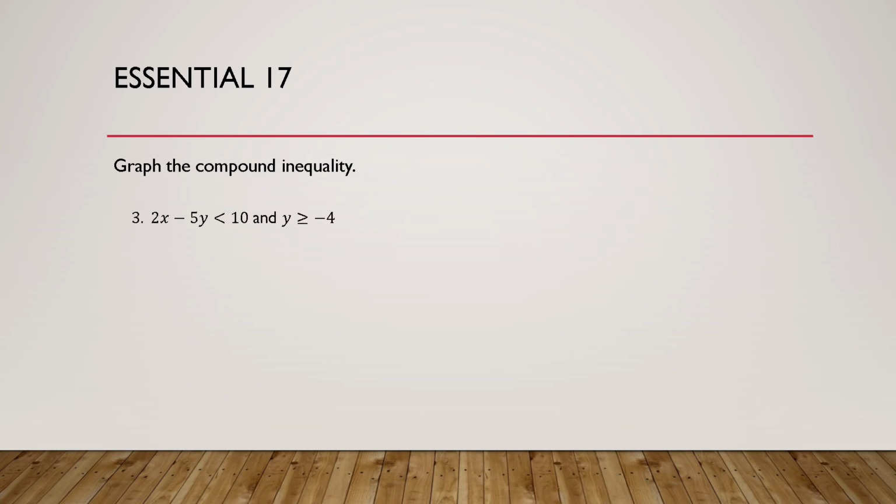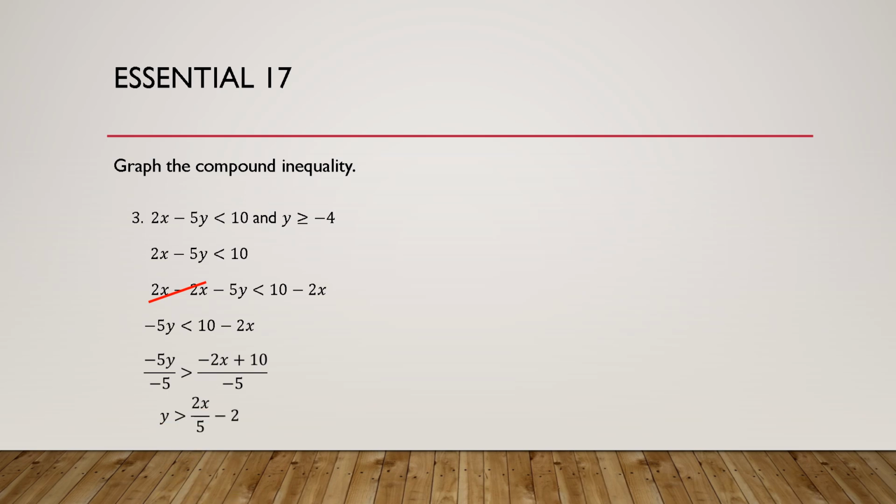Graph the inequalities 2x minus 5y is less than 10 and y is greater than or equal to -4. First, we take 2x minus 5y is less than 10 and put it in slope-intercept form. We first subtract 2x from both sides to get -5y is less than 10 minus 2x. We then divide both sides by -5, which switches the direction of the inequality, giving us y is greater than 2x over 5 minus 2.